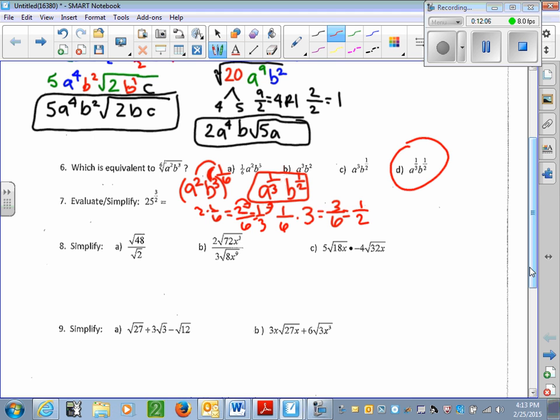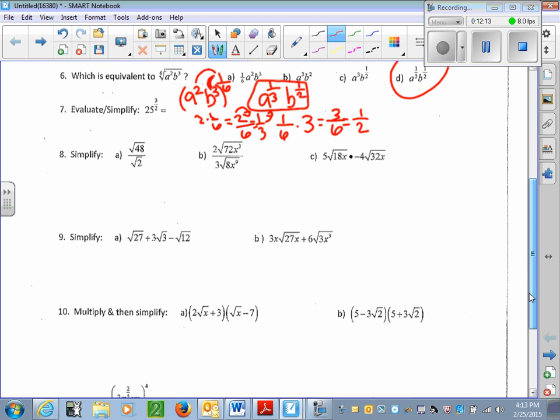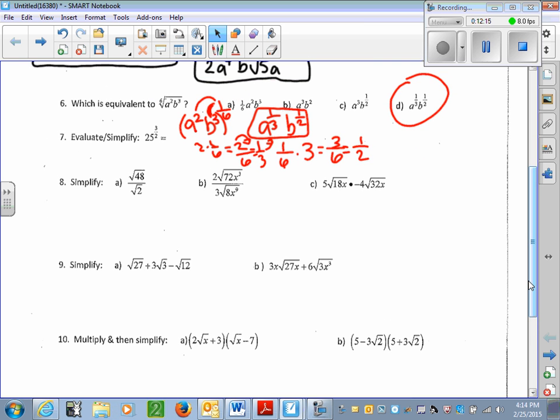Number 7, you just plug it in your calculator. And you should get, for number 7, it should equal 125. Okay, just so you can check yourself. Just put it in your calculator. 8. All you're doing is simplifying here.